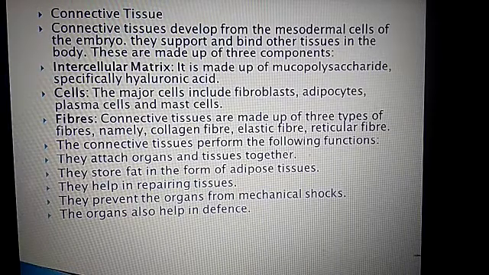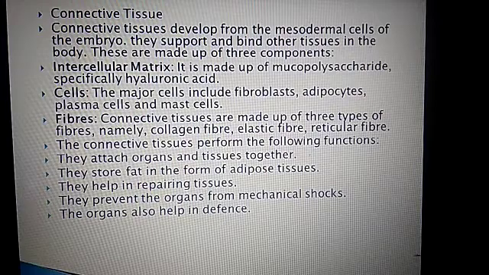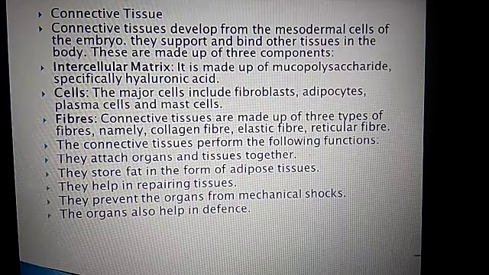In the previous class we discussed tissues, types of tissues, plant tissues and animal tissues. In the animal tissues we have completed epithelial tissue. Now we are going to discuss connective tissue, which includes varieties of connective tissue.